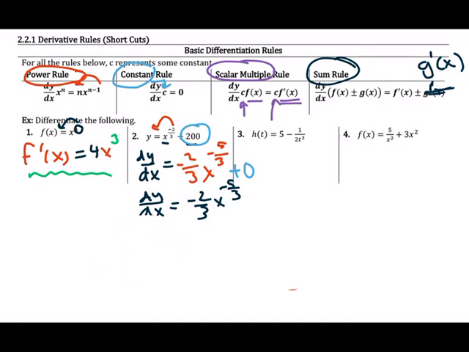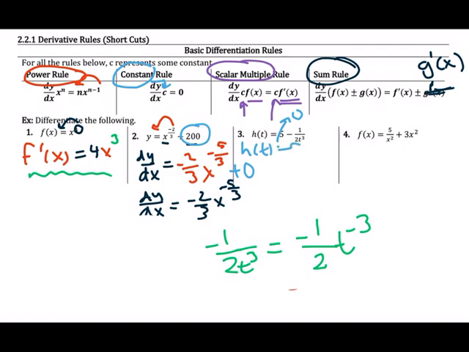For number 3, we are going to look at each individual derivative. The derivative of this constant 5 is going to be 0. And I want to remind you that negative 1 over 2t to the 3rd is really the same thing as negative 1/2 times t to the power of negative 3. So let's rewrite h of t here. h of t equals 5 minus 1/2 t to the negative 3rd power.